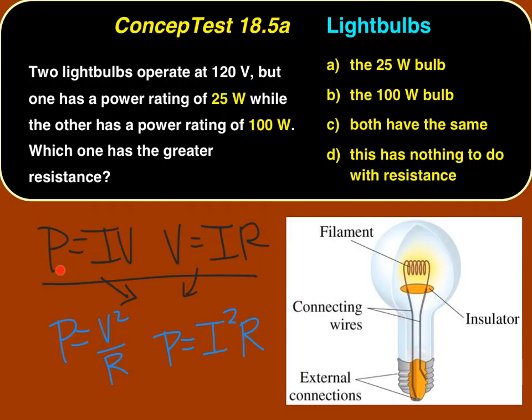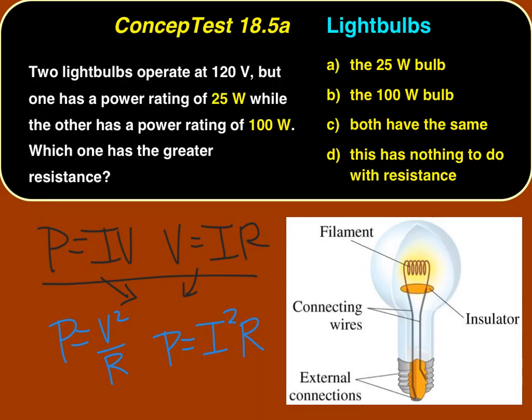So the two equations you should know, P = IV and V = IR: power equals current times voltage, and voltage is current times resistance. They can be combined in 2 different ways to give us 2 different equations for power, based on voltage and resistance, or current and resistance. So if these are both hooked up to 120 volts, less resistance is going to mean more power output. Less resistance means more current flowing for a given voltage, and the more current flows through, the greater the power output of the light bulb.